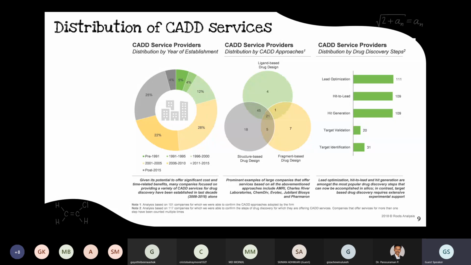When you also look at what kind of analysis, these are the expectations by the market. Lead optimization has around 111 expected providers. What do you mean by lead optimization? You want to optimize your structure.